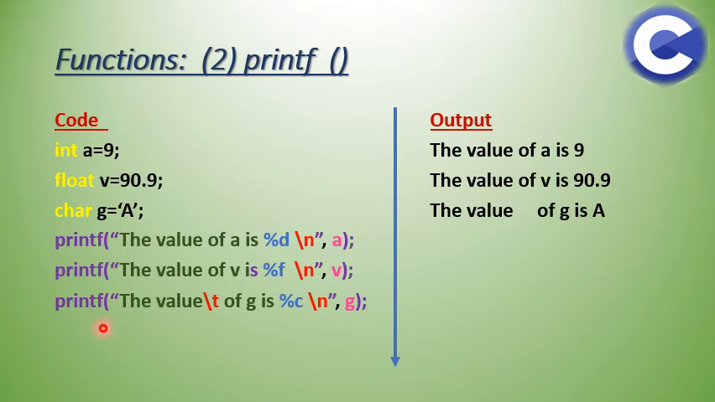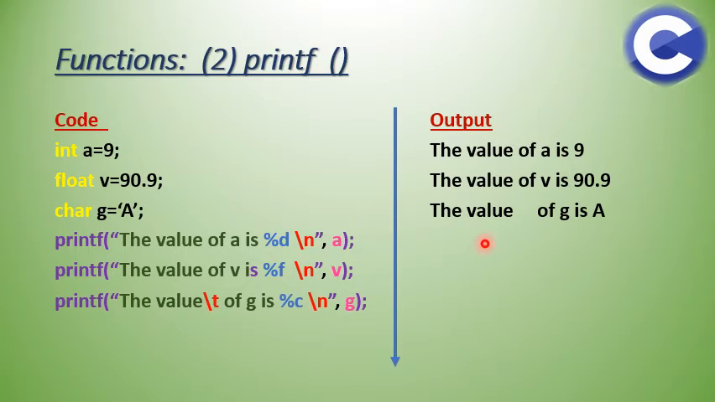Now your printf function, your parenthesis, double quotes, the value, then \t. This \t is also an escape sequence character. You can refer to my previous video for this. So what does this \t do? It gives a tab space. Here you can see the value. After that, this \t, its function you can see here.